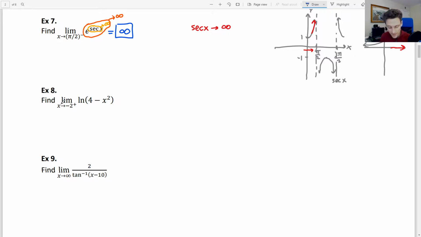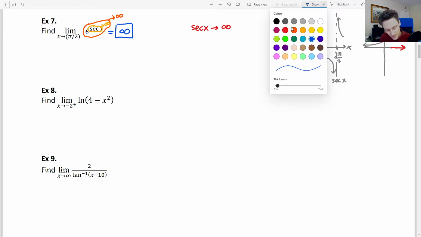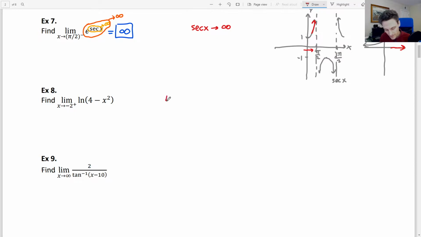In example 8, we have find the limit as x approaches -2 from the right of ln of 4 minus x squared. Remember, this is the natural log function. It's the inverse of our exponential function base e. Now here we have this inner function, the 4 minus x squared, and we can just analyze what's happening to that. We can take that x value, plug it into 4 minus x squared, and figure out what's happening to that. Let's do that analysis here.